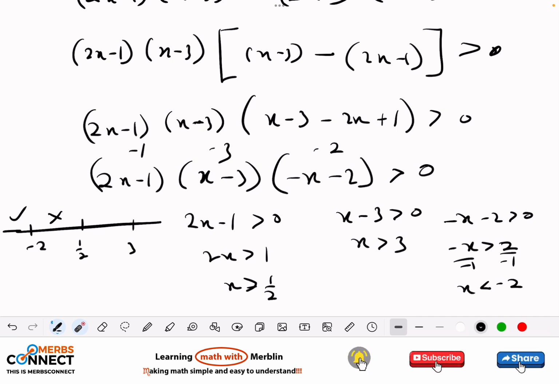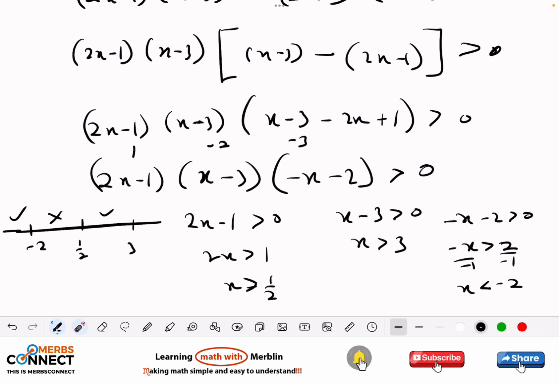Wow, interesting. We can pick anything here. This is 0.5, so we can pick 1. Let's go with 1. So when I plug in 1 here, I'm going to have 1. When I plug in 1 here, I'm going to have negative 2. When I plug in 1 here, I'm going to have negative 3. So this one will be 6, right? So it works. 6 is greater than 0.